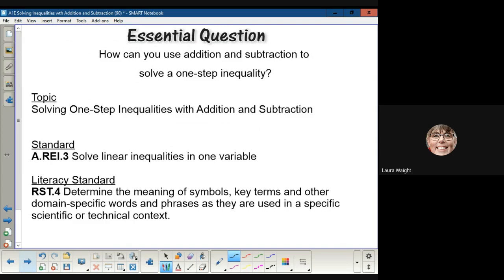one-step inequalities. Our essential question today: how can you use addition and subtraction to solve a one-step inequality? Our topic, solving one-step inequalities with addition and subtraction, is kind of right back where we started with equalities. We just started by adding and subtracting from both sides. And so that's kind of what we're up to today. You ready? Let's do it.